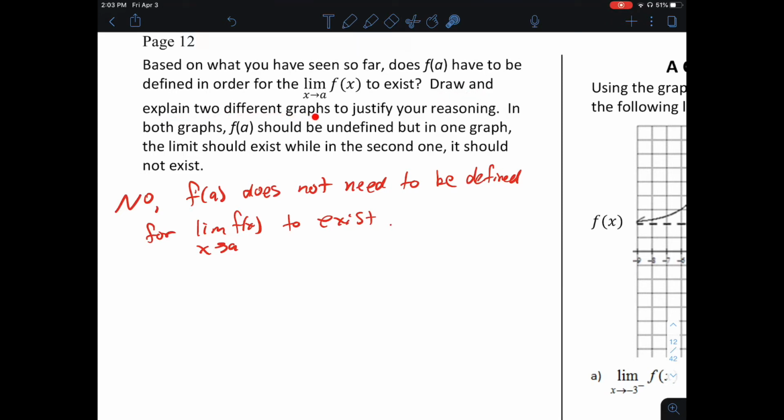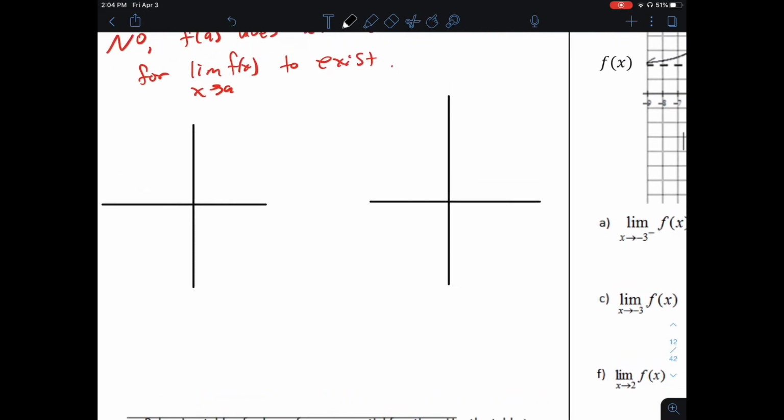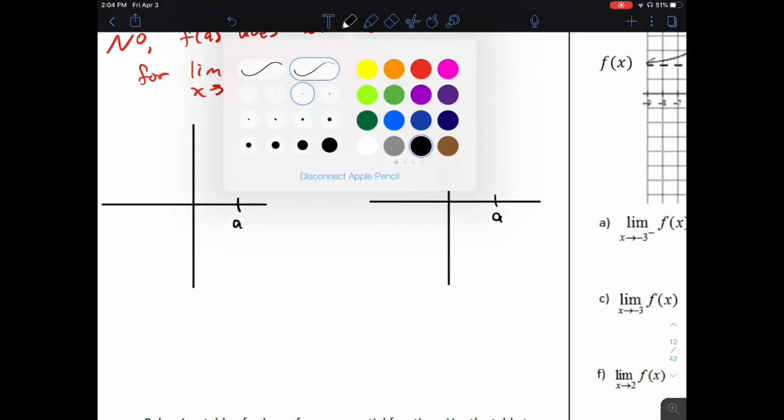Next part, draw and explain two different graphs to justify reasoning. In both graphs, f of a should be undefined, but in one graph the limit should exist, while in the second one it should not exist. So let me do that. Let me draw an x and y axis. In this first case, I'm going to put a here. The second case, I'm going to put a in the same location.